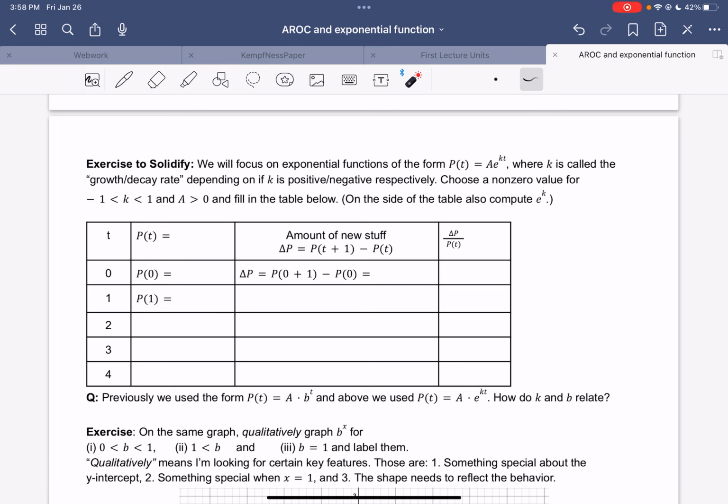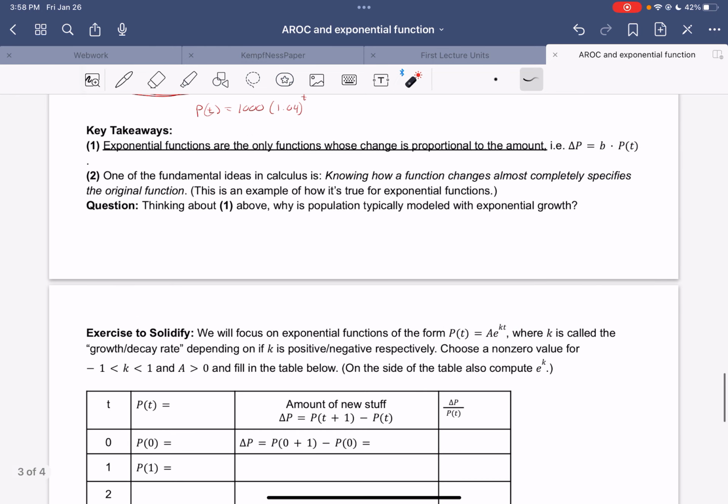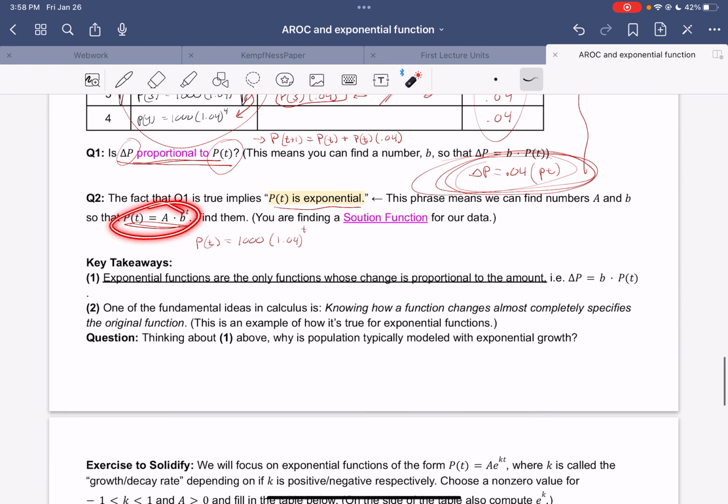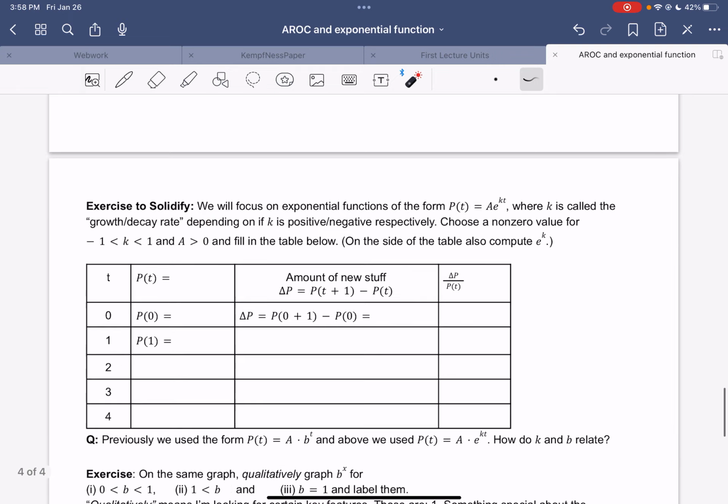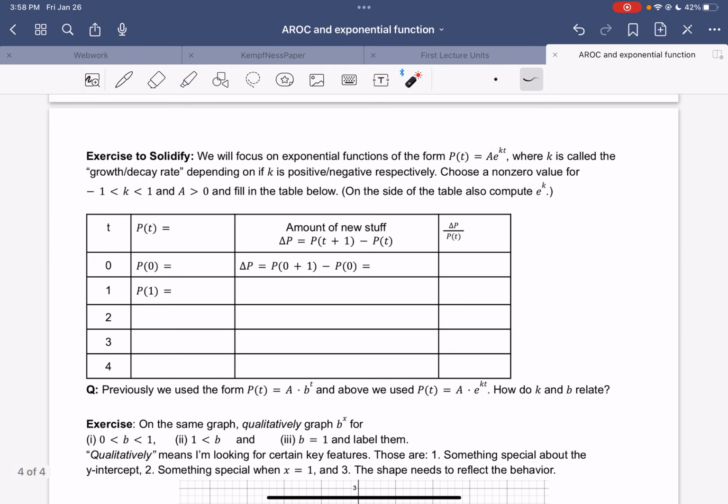So we're mainly going to look at exponential functions in this form. So previously I had this form, okay? And k is called the growth or decay rate. Depending on if k is positive, then it's growth. If it's negative, it's decay. Choose a non-zero value for k and choose a value for a and fill in the table below. So I just want you to do this for yourself.